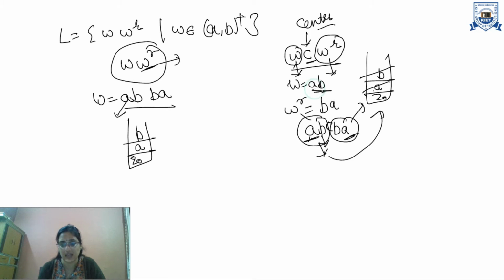In that example, I push all the elements of W onto the stack, and whenever the same elements occur, that means the input symbol is B and the top of the stack is also B, then I pop the element. When the input symbol is A and the top of the stack is also A, I perform the pop operation. I am using the same concept here.